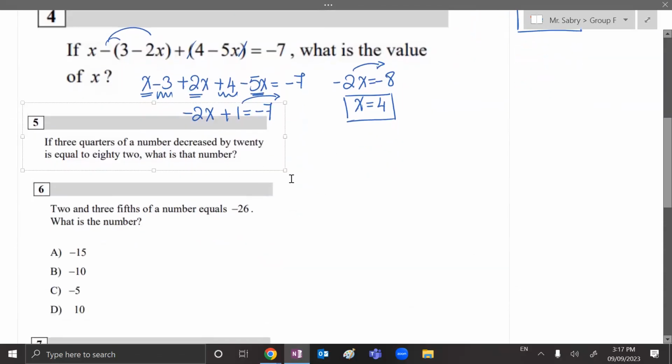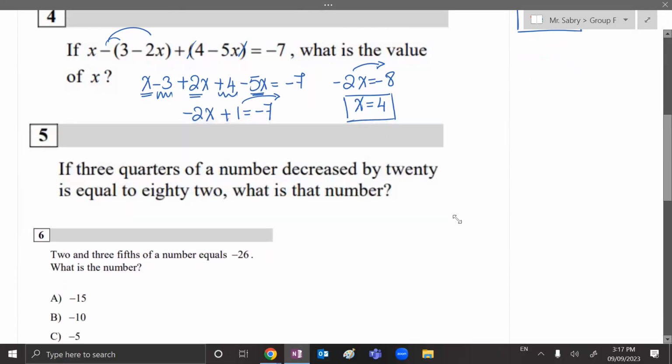Word problems, for me, are the most important. If 3 quarters of a number. What does 3 quarters of a number mean? 1 over 3? 3 over 4, yes. 3 quarters means three fourths. So 3 1 over 4s. Of a number means 3 over 4 of a number, we don't know it, so I'll just put x. Decreased by 20, so minus 20 is equal to 82. So that's the equation.